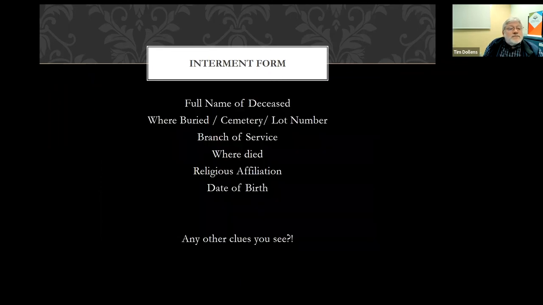Okay, so an interment form is another form that is popular, a treasure trove of information on a relative. And it's gonna have the full name of your deceased, where they're buried, the cemetery and the lot number, the branch of service that I talked to you about, and of course the date of birth. So maybe you'll see other clues that we didn't see, but again, it's always important to look at those kinds of records if they exist.